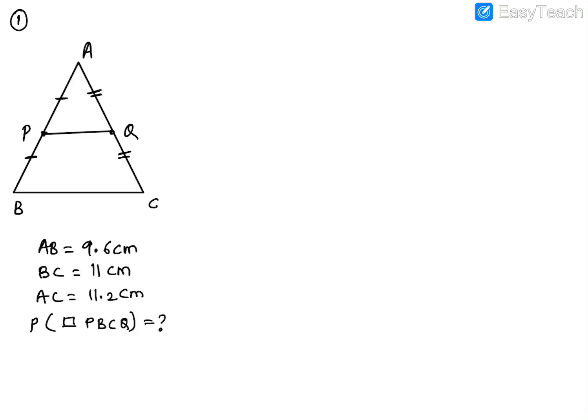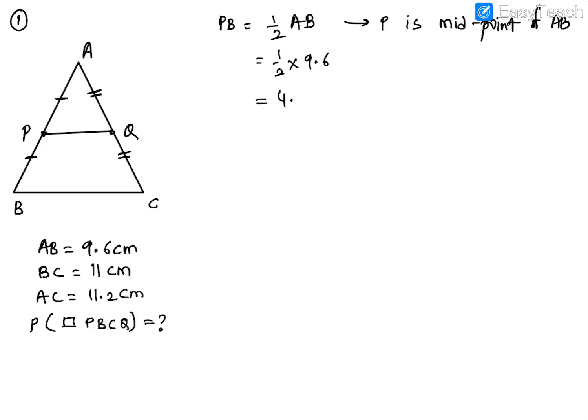Midpoints. So the first statement we'll write is that PB is equal to half of AB. What is the reason for PB being equal to half of AB? That's because P is the midpoint of AB. That's why. So that will be half of 9.6, which becomes how much? 4.8 centimeter. So I've got PB is equal to 4.8.